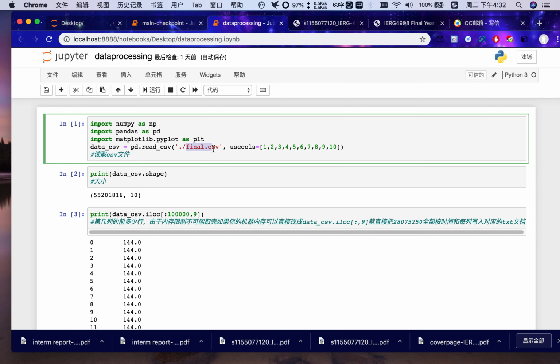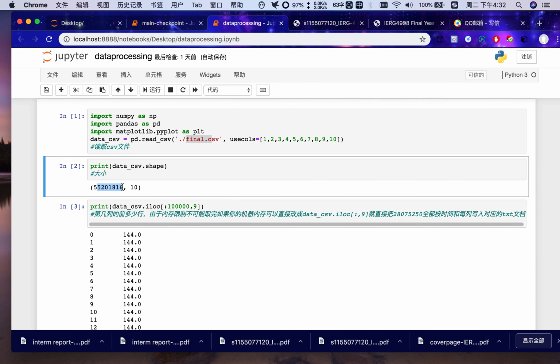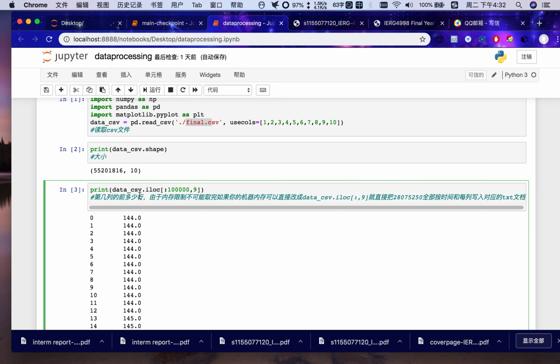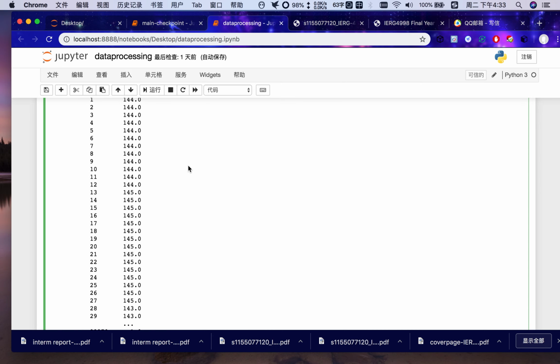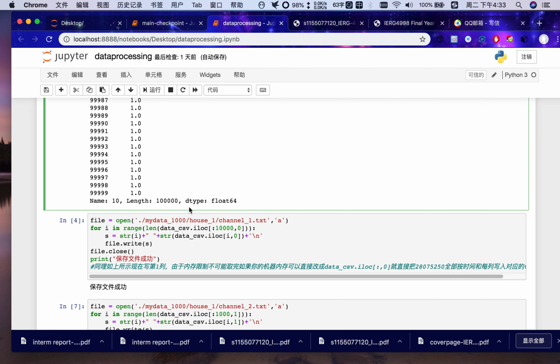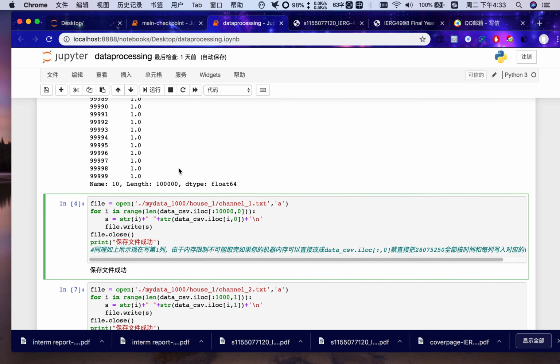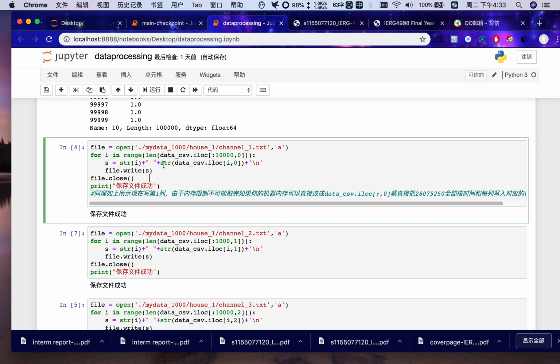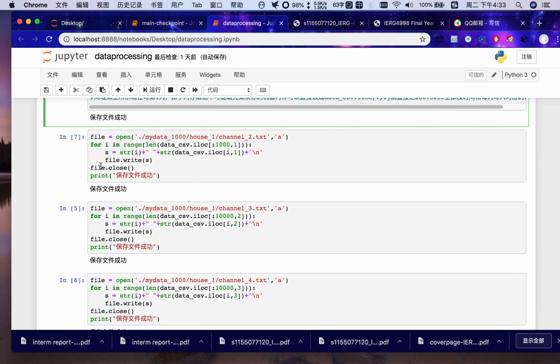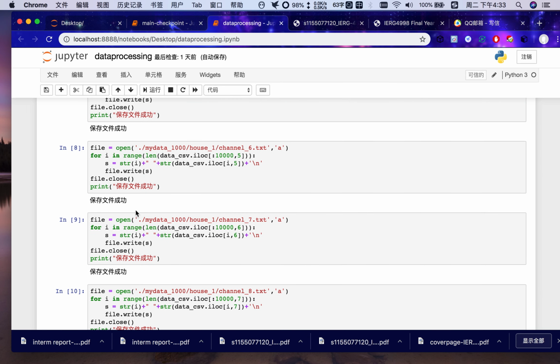We just read the CSV dataset and print out the size. You can see it's very big, and sometimes our computers cannot run very fast on this kind of huge information. So I take only the first 1 million rows of the whole dataset, and then I divide it into RDD format, divided into 9 parts. You can see I do this nine times.